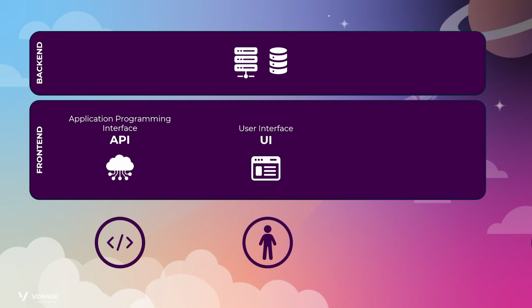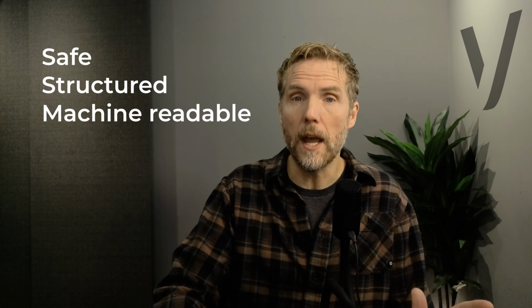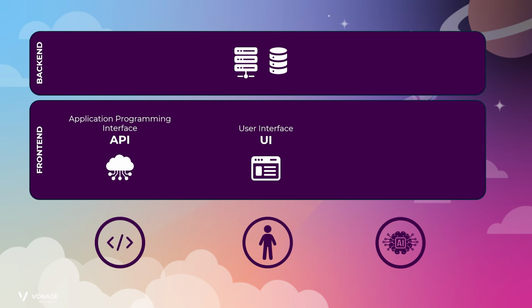And now we're entering a world where there's a third kind of user interacting with backend systems, AI agents. They aren't humans clicking buttons, and they aren't just running code. They need safe, structured, machine-readable ways to ask for data and perform actions. And that's where MCP comes in. MCP stands for Model Context Protocol. I like to think of MCP as an agent endpoint, an interface designed specifically for AI agents.